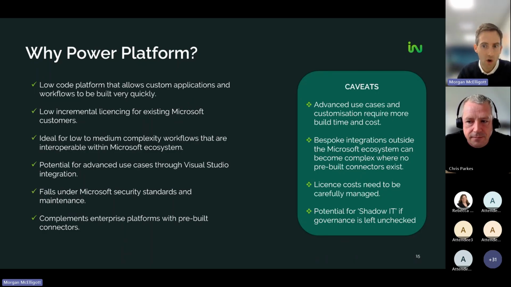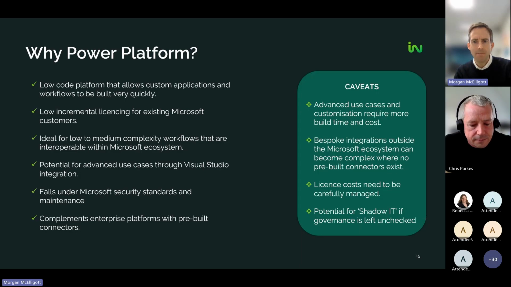Bespoke integrations, also to call out, can become complex, especially when you are moving outside the Microsoft ecosystem. That's the second thing to flag. Third thing to flag, license costs need to be very carefully managed, and this can get out of control if not carefully managed and controlled. So we'll talk a bit more about this later on.